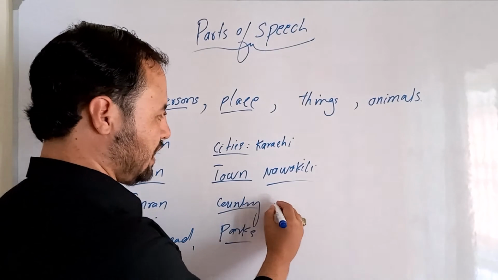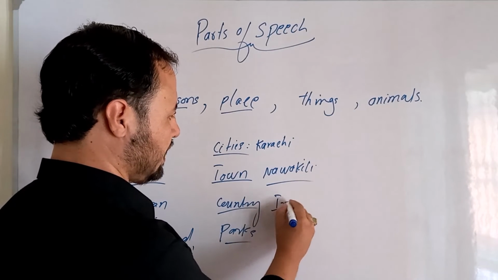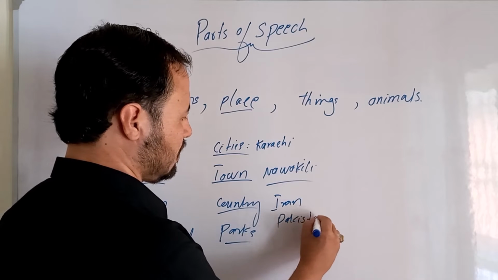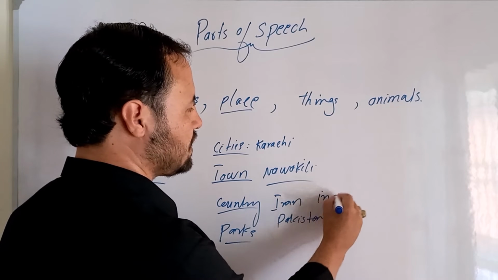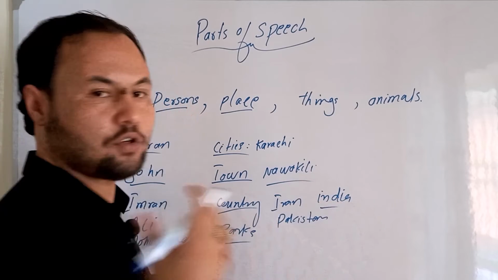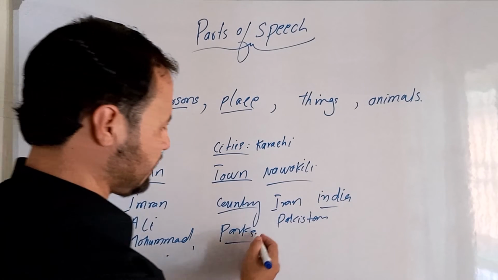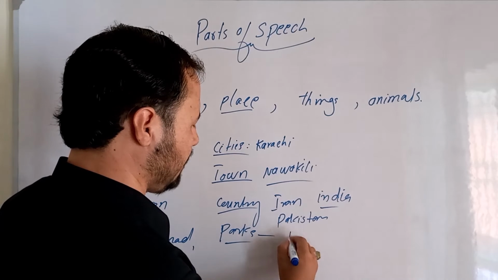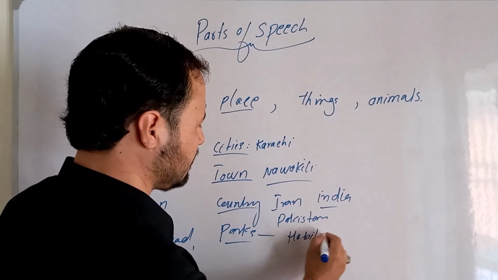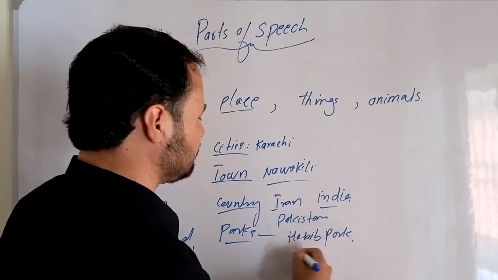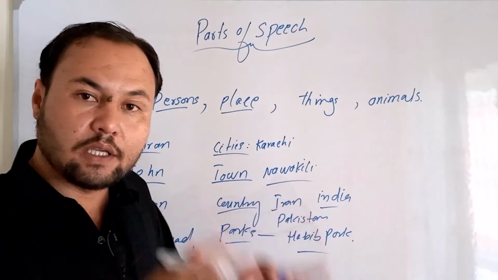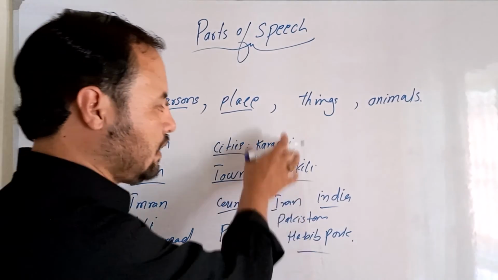For example, country like Iran, like Pakistan, like India. They are the names of countries. Or for example, parks, different kinds of parks are there. Okay. For example, Habib Park. They are the nouns. They are the names of the nouns. So we call them nouns.